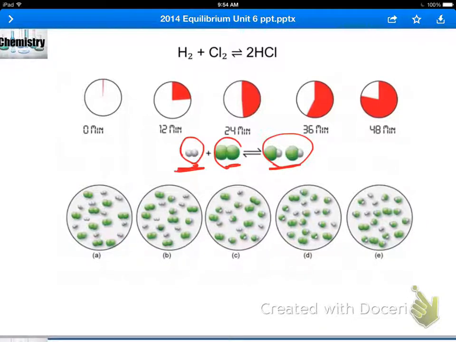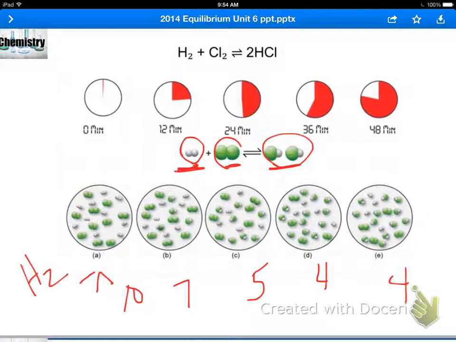I could also count Cl2 or HCl. So here, in the initial, I have 1, 2, 3, 4, 5, 6, 7, 8, 9, 10, and I'm counting 8 H2s, right? Here I have 7. Here I have 5. Here I have 4. And here, 4 again. I could call these particles or moles or anything. But here is when I know I've reached equilibrium, because the concentration, or the number of particles of the reactant, in this case H2, has become constant.